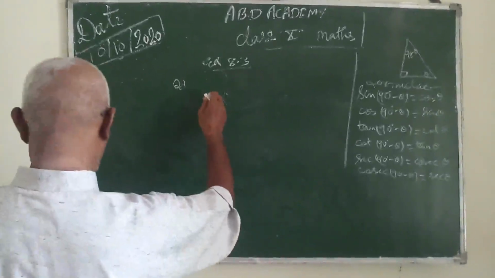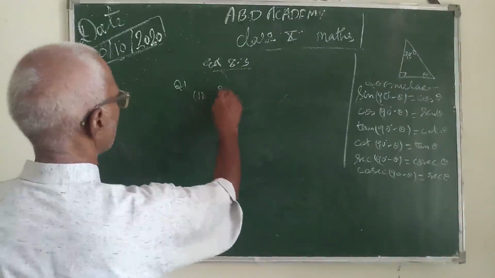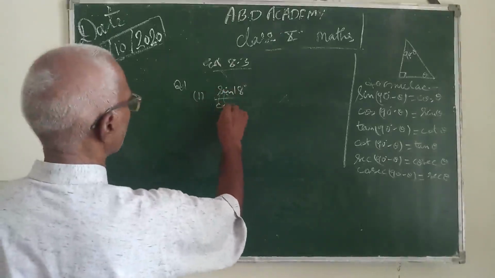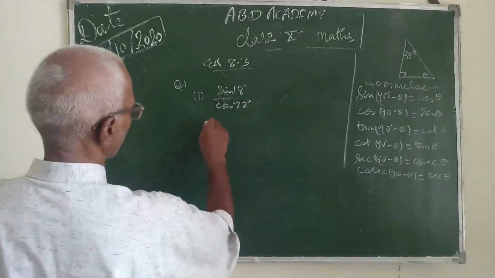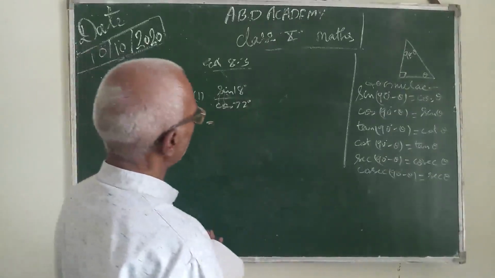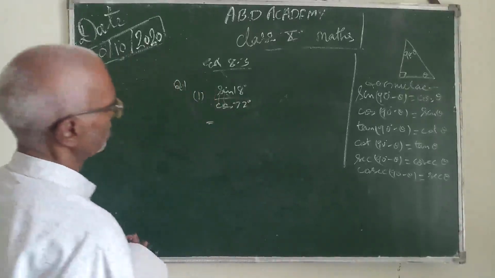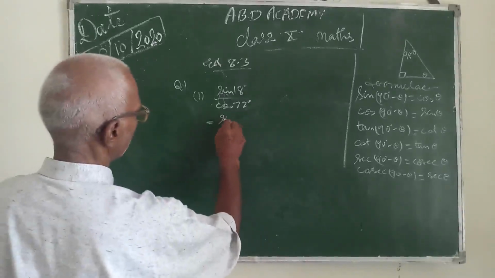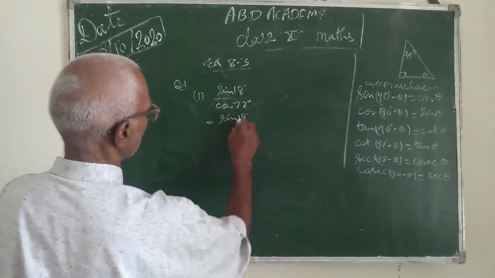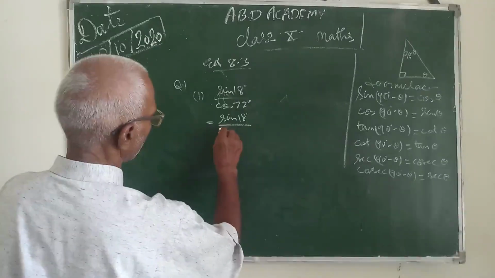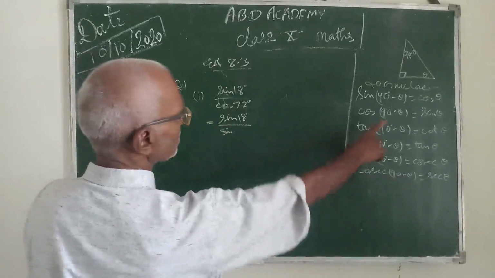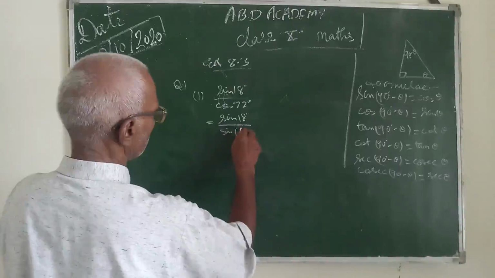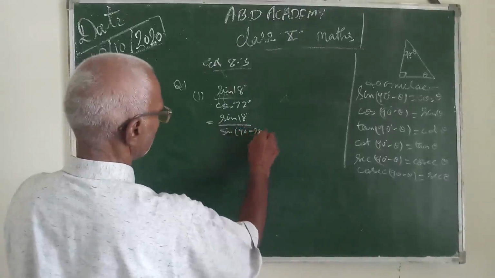Evaluate. Find the value of the first, sin 18 degree upon cos 72 degree. One is in sin, the other is in cos. Any way you can do it. Leave sin 18 as it is. Cos 72 can be written using cos theta is equal to sin 90 minus theta. So, cos 72 is equal to sin of 90 degree minus 72 degree.